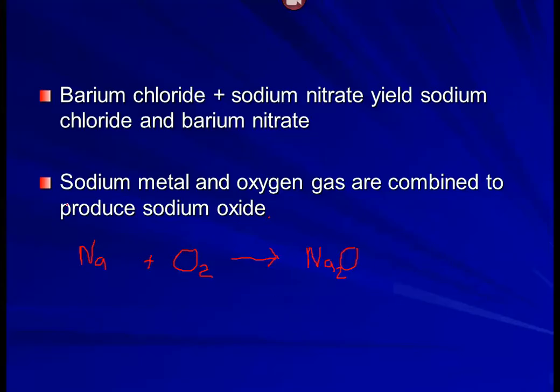Now in step 2, we're going to balance it as a whole by coefficients. So 2 oxygens here, put a 2 there, that makes 4 sodiums. So there you go.